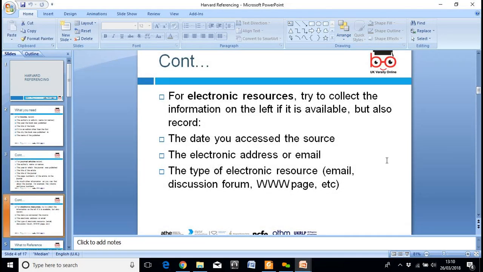For electronic sources or websites, try to collect information on the author if it's available, but also record the date you accessed the source, the electronic address or email, and the type of resource, whether it's an email, a discussion, a forum, or a web page.